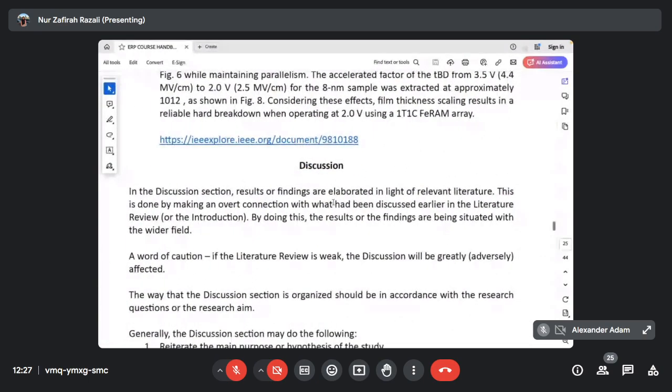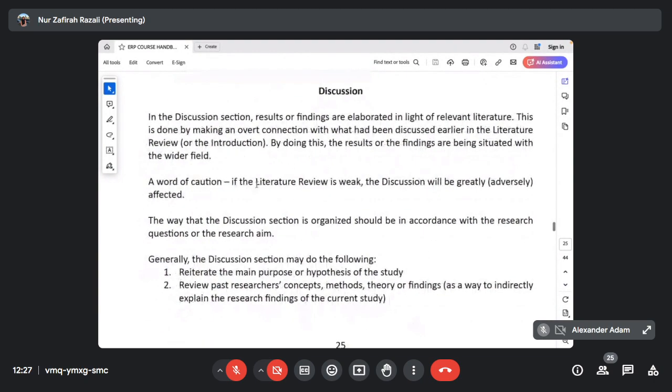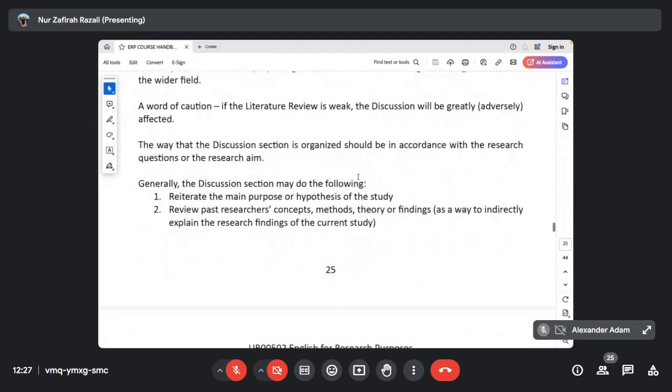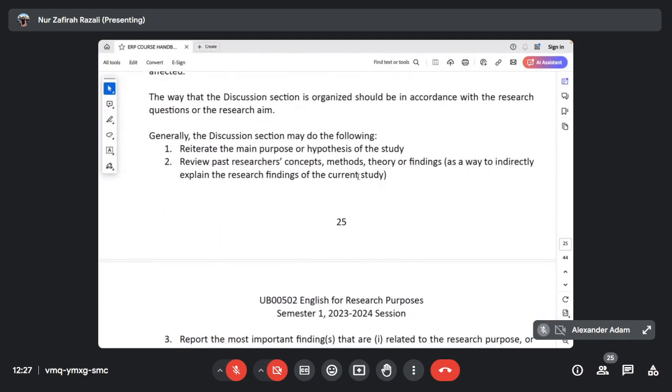Now, in the discussion section, results or findings are elaborated in light of relevant literature. This is done by making an overt connection with what had been discussed earlier in the literature review or the introduction, depending on whether the sections are separated. By doing this, the results or findings are situated within the wider field. A word of caution: if the literature review is weak, the discussion will be greatly or adversely affected. The way the discussion section is organized should be in accordance with the research questions or the research aim.